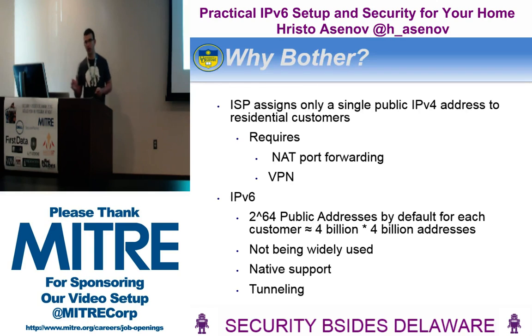So if we do the math, 2 to the 32 is roughly 4 billion, right? And we know that's around 9 zeros, right? So if we multiply 4 billion times 4 billion, that's around 18 zeros, right? That's a whole lot of IP addresses that we can use that are public.